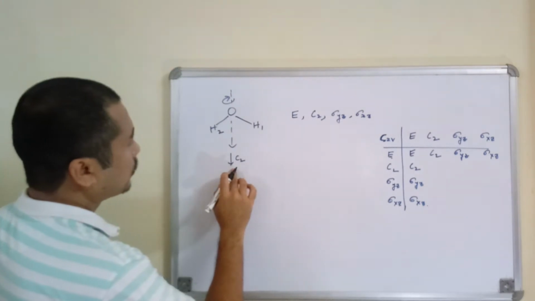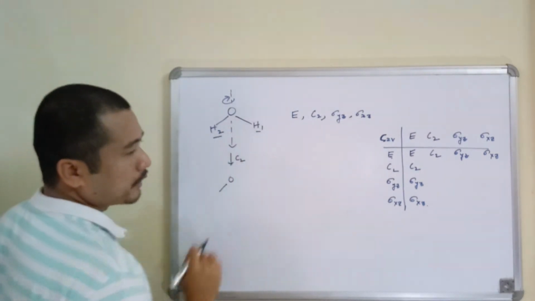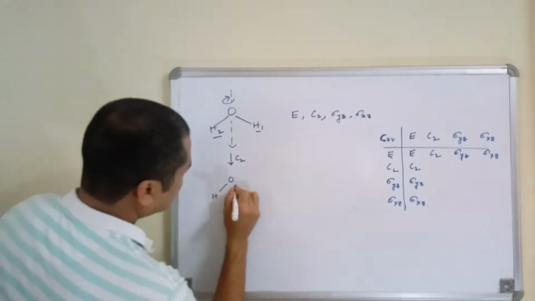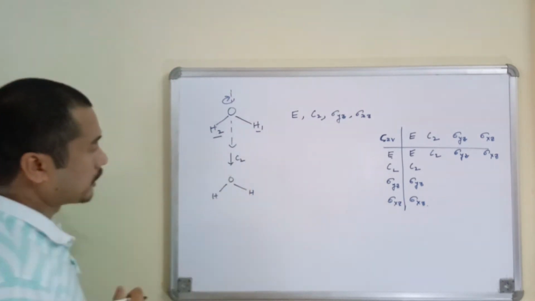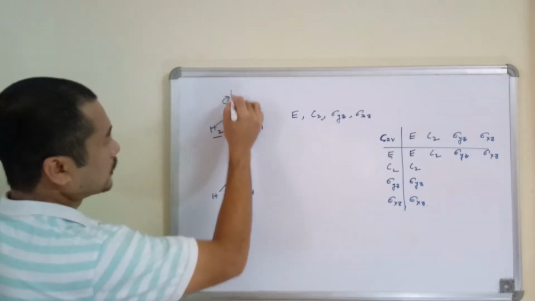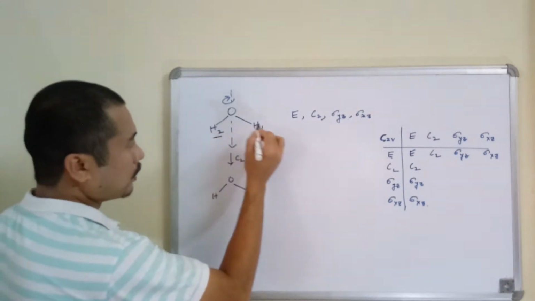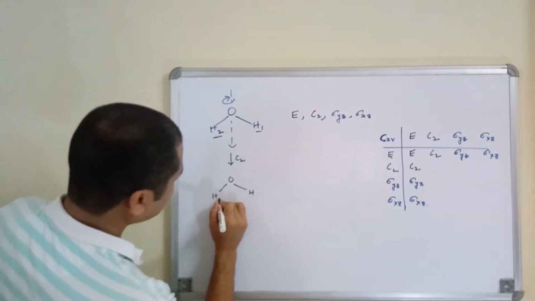So let us do C2 once here, and I have labeled the hydrogen atoms now, so that we can distinguish between different configurations. Once you do 180-degree rotation with respect to this axis, H1 will move to the position of H2, while H2 will go to the position of H1.